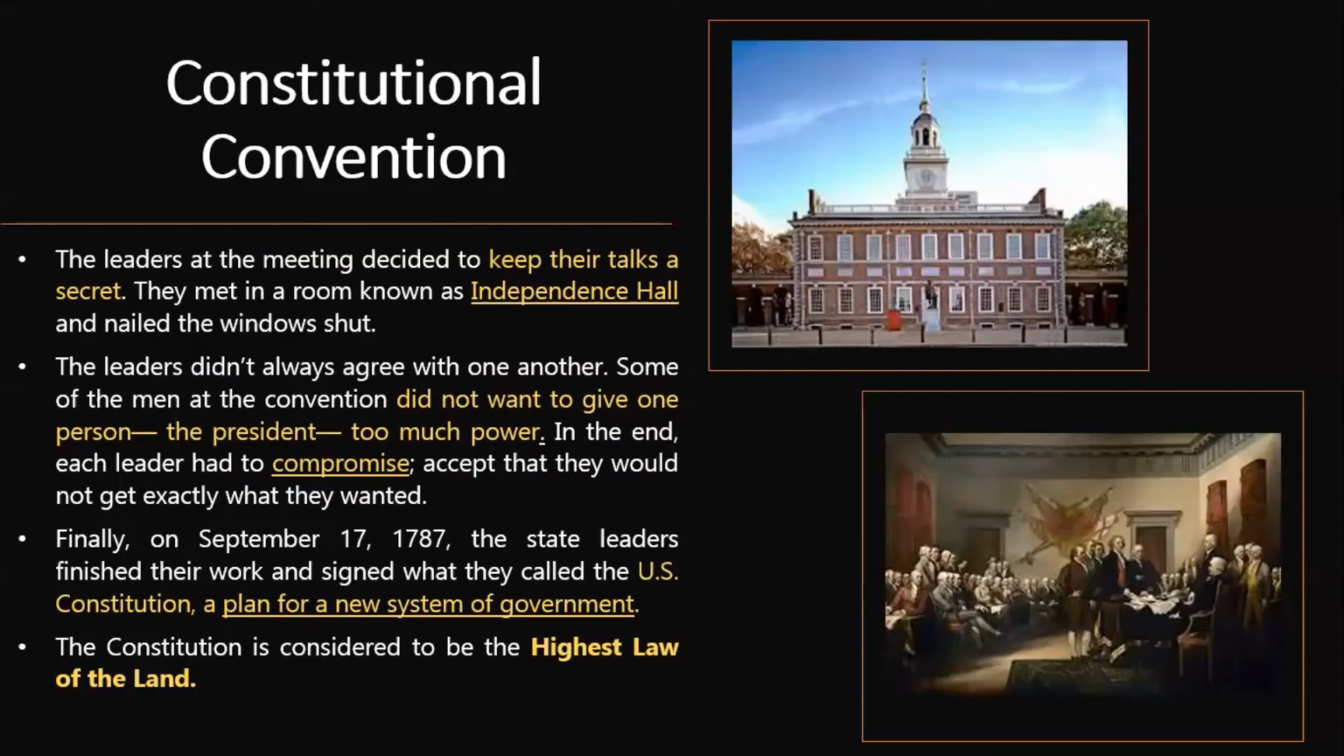The leaders at the meeting decided to keep their talks a secret. They met in a room known as Independence Hall and nailed the windows shut. They did this because they didn't want others to find out what they were discussing until they'd made up their minds about what they needed to do. The leaders didn't always agree with one another. Some of the men at the convention did not want to give one person, the president, too much power. In the end, each leader had to compromise, accepting that they would not get exactly what they wanted. Finally, on September 17, 1787, the state leaders finished their work and signed what they call the U.S. Constitution, a plan for a new system of government.